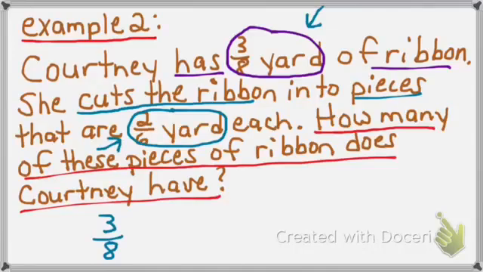When I have a total, I'm dividing it into small equal sections. I make this a division problem. And we know she's cutting it into 2/6 of a yard pieces. So I have the division problem 3/8 divided by 2/6. Okay, let's rewrite that on the next page and finish it up.